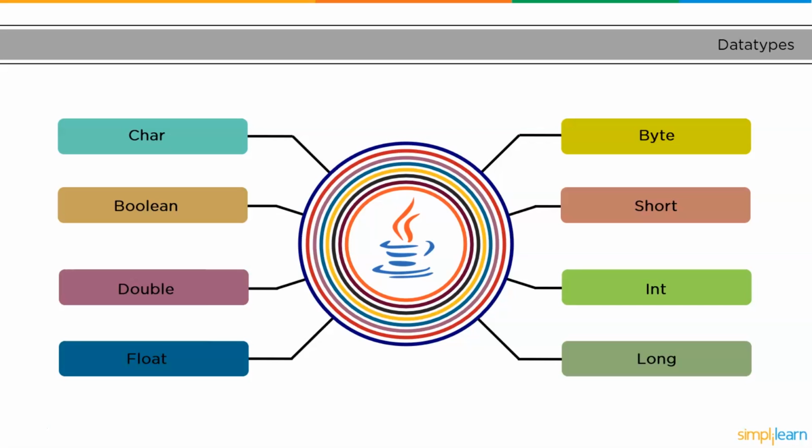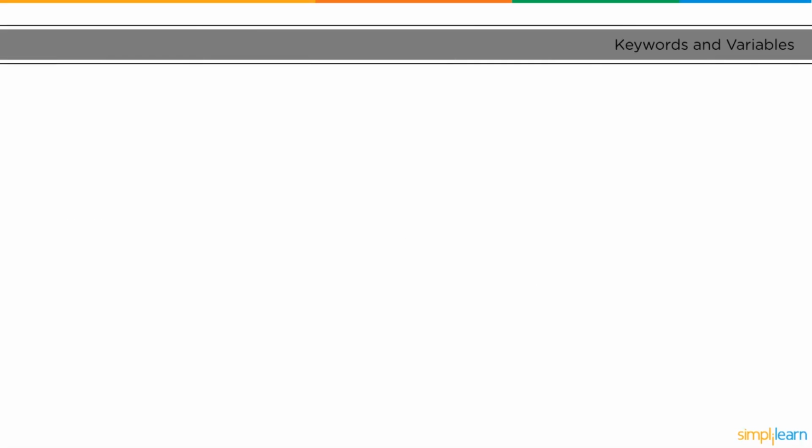Now let's begin with the next concept. In the next concept, we have the keywords and variables. All the programming languages have variables and keywords. Variables are used to store values. For example, consider that you wanted to run some arithmetic operation on two different values, that is 5 and 10. In order to do so, you might want to create a variable which stores them.